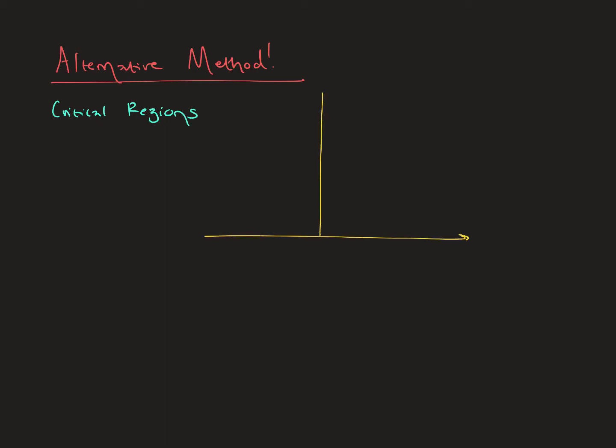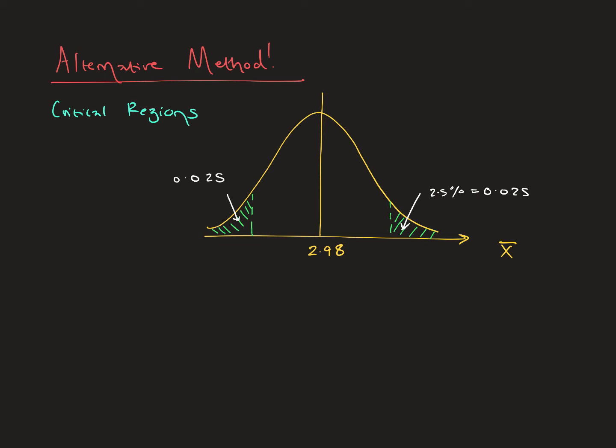So we're working with the x-bar distribution, which has a mean at 2.98. Here's the curve, and it's a two-tailed test, which means that the critical regions are 2, plural. There's one here, which is 2.5%, or 0.025, and then there's a lower critical region, which is also of the same value, 0.025. Now, we need to find these values here and here, which are the critical values. So if I call that C1, call this one C2.